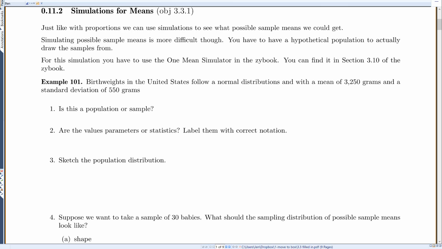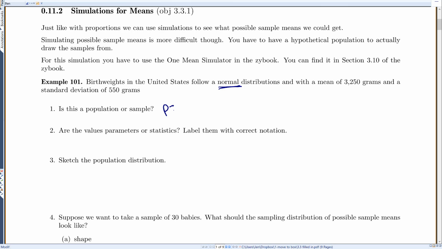Let me show you what this would look like. For our first example, birth weights in the United States follow a normal distribution, with a mean of 3,250 grams and a standard deviation of 550 grams. First of all, is this a population or sample? Well, you'll notice it didn't tell me a sample size. It didn't have the word sample in there at all. It sounds like it's saying everyone in the United States. So I think this is supposed to be population data.